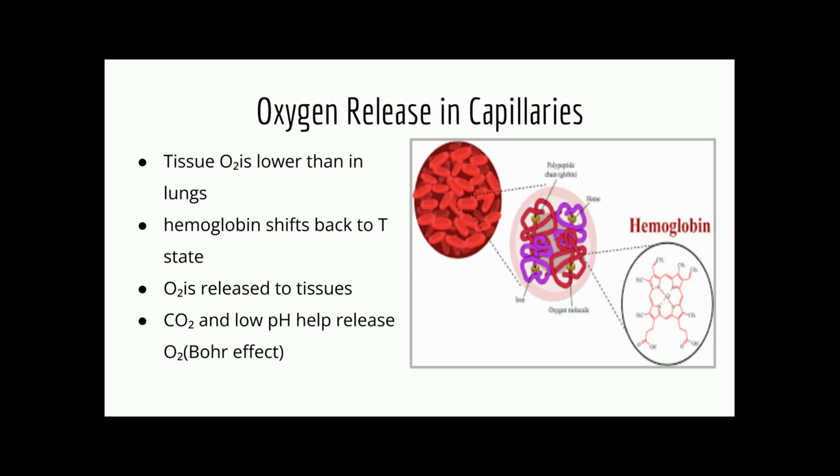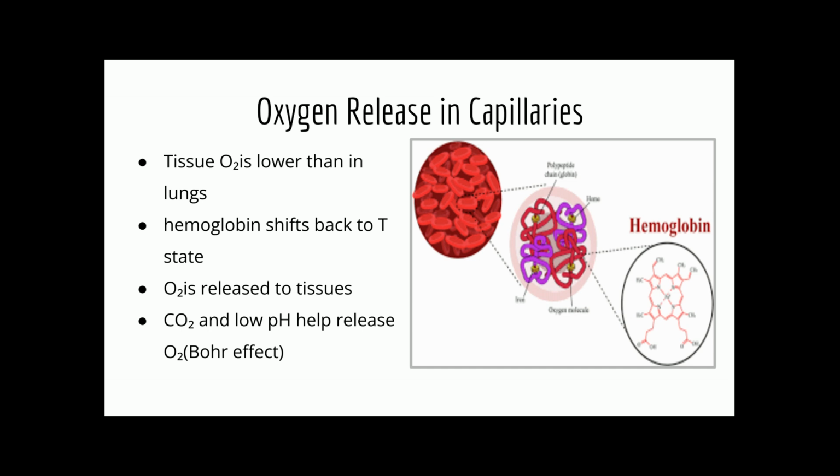Now, when hemoglobin reaches the tissues, oxygen levels are much lower. Here, hemoglobin shifts back to its tense state, and this encourages it to release oxygen to the cells that need it most. This process is critical for cellular respiration.